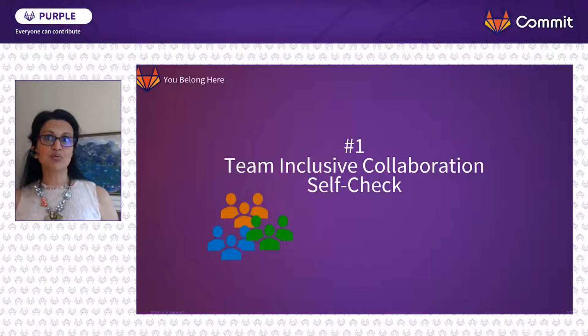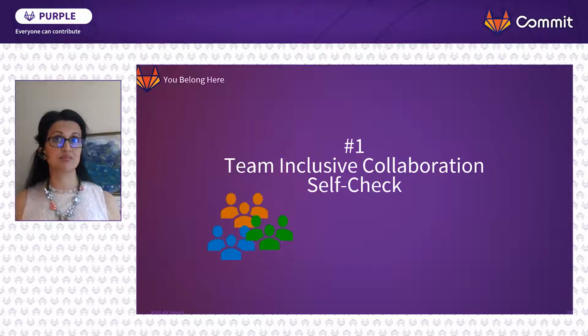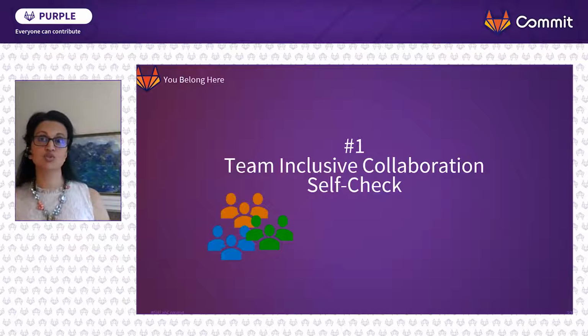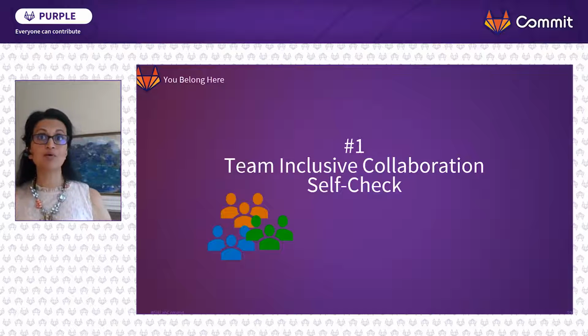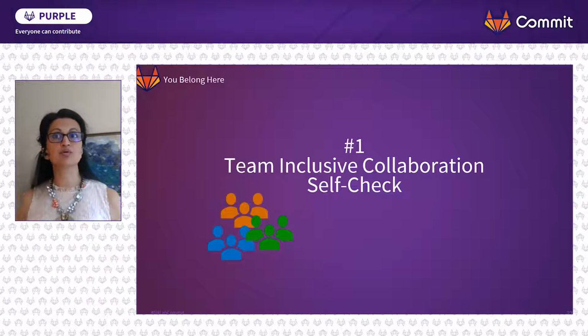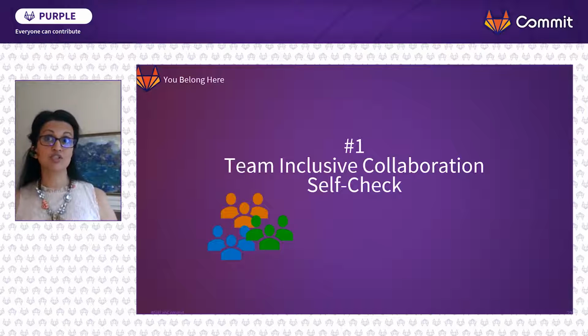But we can't improve if we don't know where we are, right? So the first thing to do and the first practice I want to talk about is to simply assess how inclusive we are as a team. And to do this, I introduce the team inclusive collaboration self-check in various organizations I work with. Collaboration is really important, but in order to get the full benefits of diversity, collaboration needs to be inclusive.